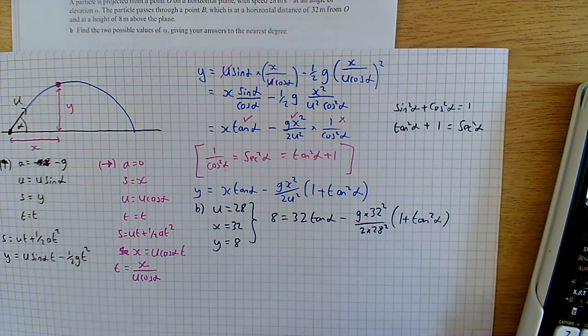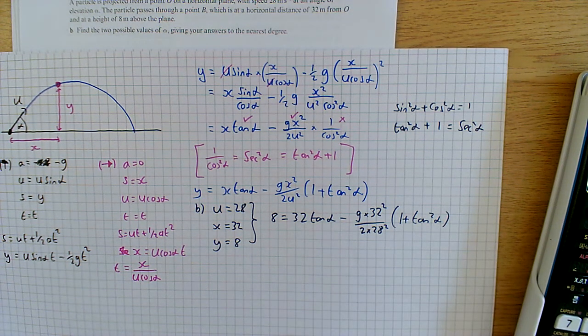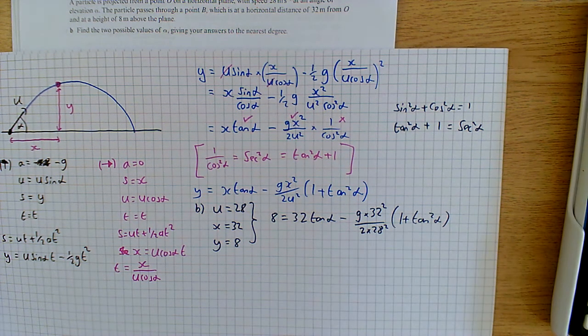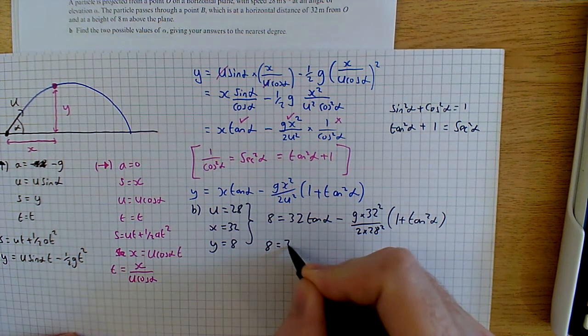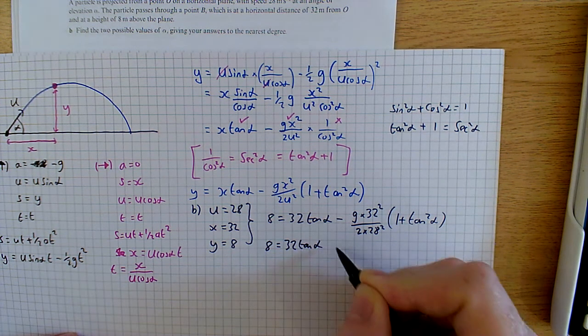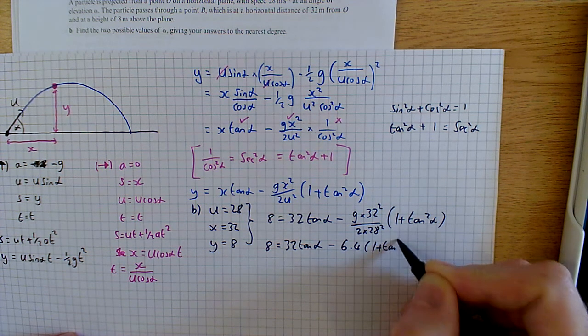32 squared divided by 2 times 28 squared, and I get a very nasty decimal. Alright, so I'm going to times that by 9.8 as well for the gravity. And actually, it comes out a bit nice if I times it by 9.8. So what we get is that 8 equals 32 tan alpha minus, apparently this is 6.4, 1 plus tan squared.